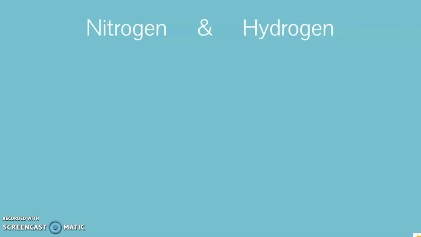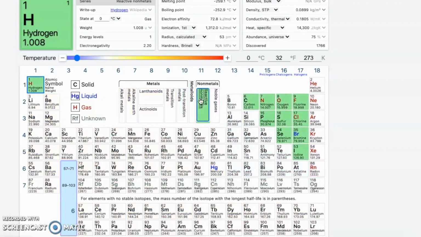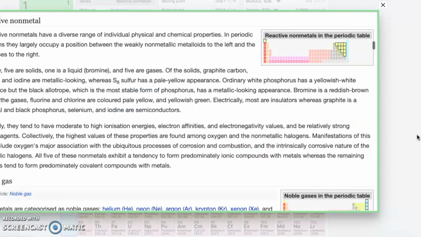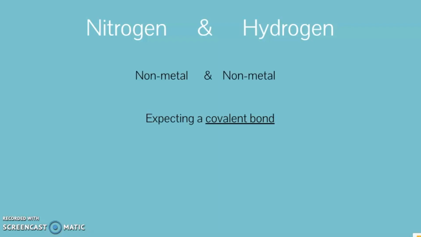I'm going to head on over to my periodic table just to see where they happen to fall. In this example, we're focusing on nitrogen, which is right over here, as well as hydrogen right up here. And I'm noticing that in this particular periodic table, they are both colored green, green referring to the non-metals. So automatically I'm thinking nitrogen is a non-metal, hydrogen's a non-metal. I'm expecting a covalent bond. Okay. Let's start by examining each atom individually.